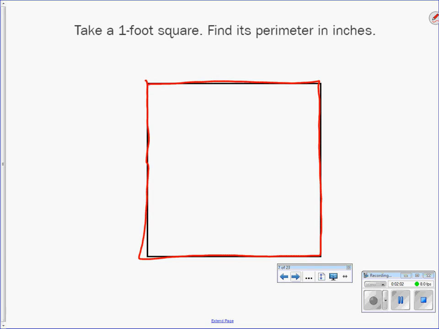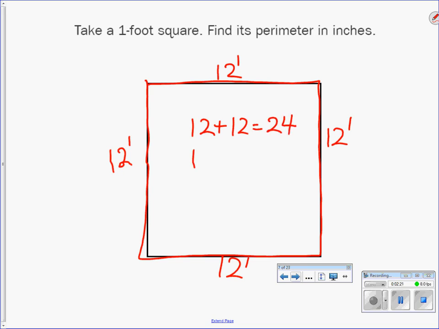So if it's 1 square foot, we know it's a square. We have 12 foot here, 12 foot here, 12 foot here, and 12 foot here. So we know that 12 plus 12 equals 24, and then we have another 12 plus 12, and that equals 24, and if I add those both up, I come up with 48, because I'm adding up the perimeter, which is the outside boundary.